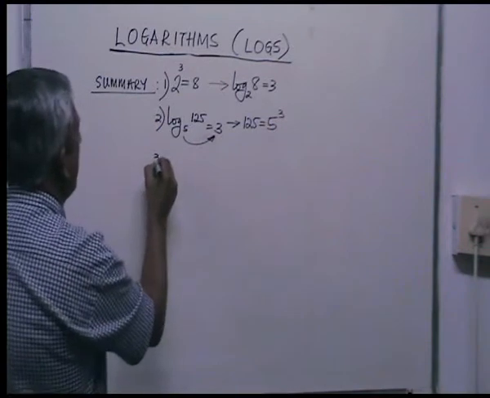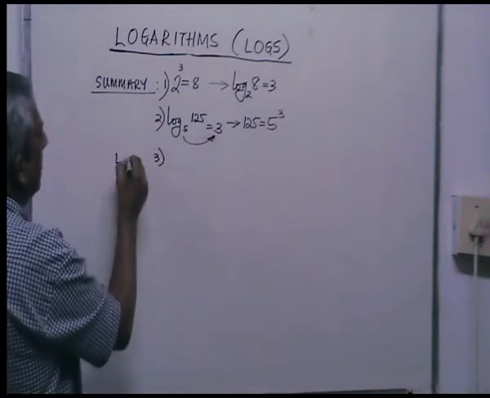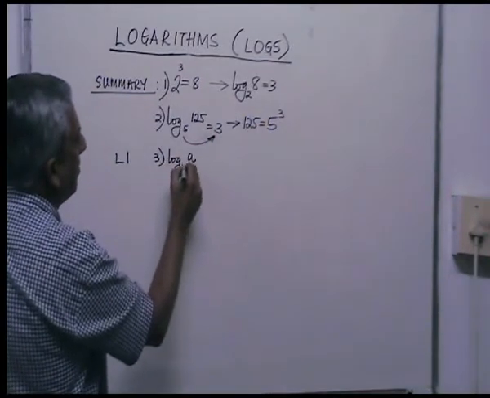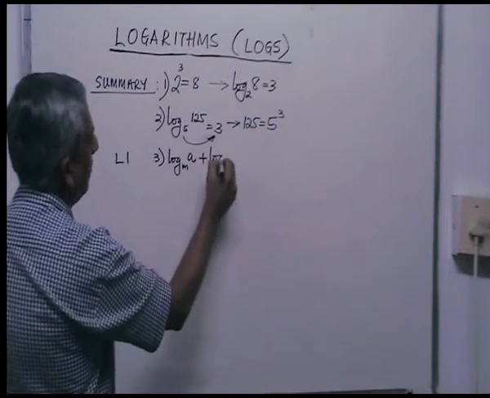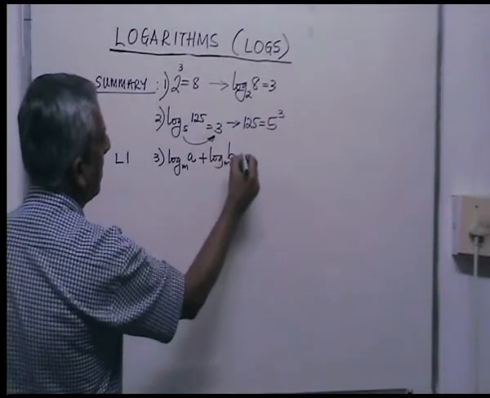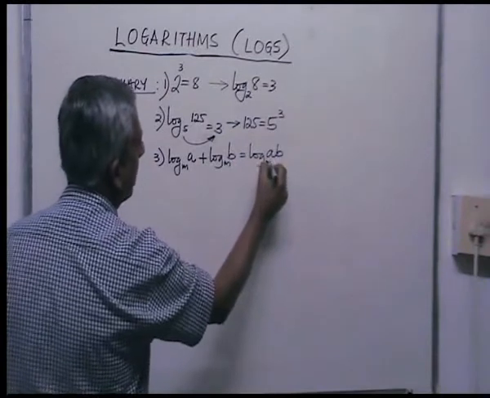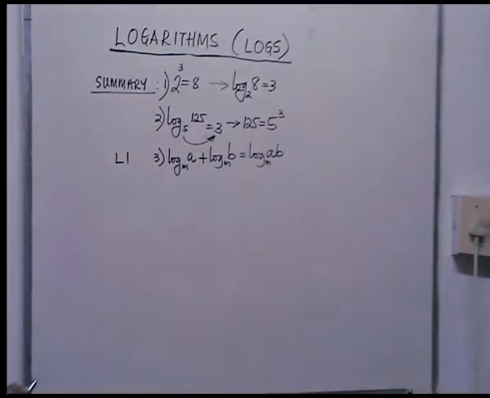Then we had law number 1. So I'll just write here L1, law number 1, which said that the log of a to the base m plus log of b to the base m is equal to log ab to the base m. This law only works if the bases are the same.